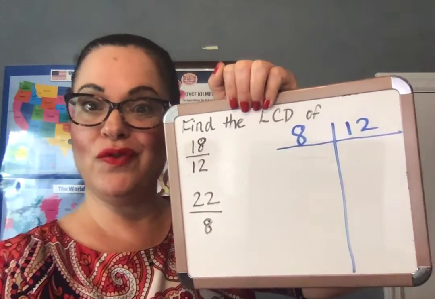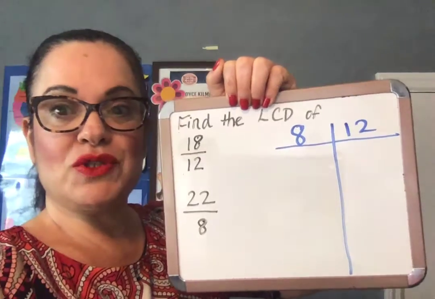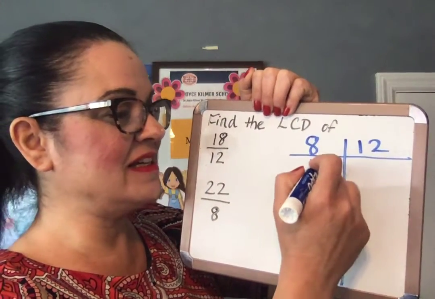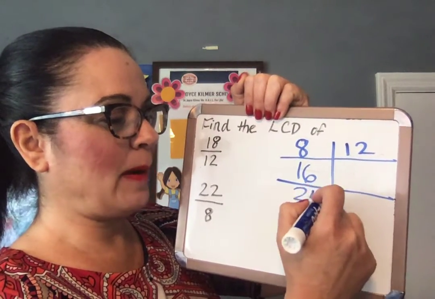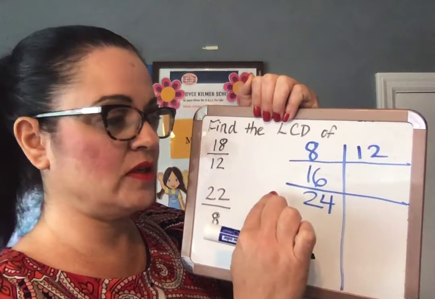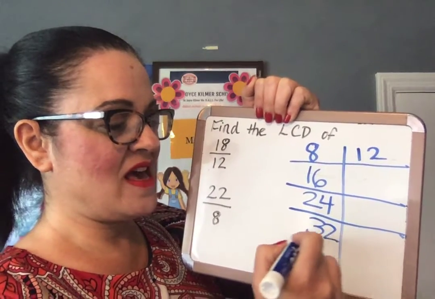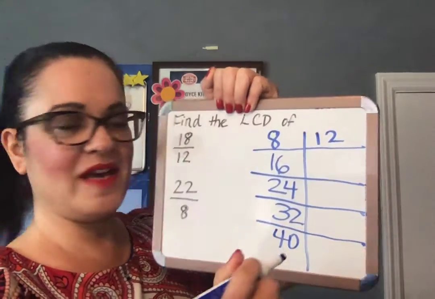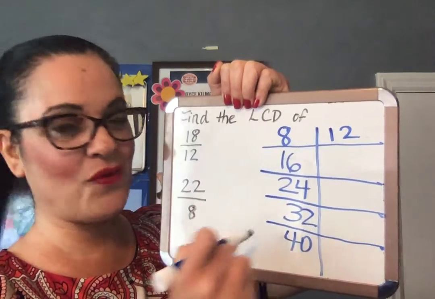And we're going to first begin by skip counting by 8. So let's see, we have 8, 16, 24, right? Because 8 times 2 is 16, 8 times 3 is 24, 8 times 4, 32, and then 8 more is 40, okay? So I skip counted by 8. 8, 16, 24, 32, 40.